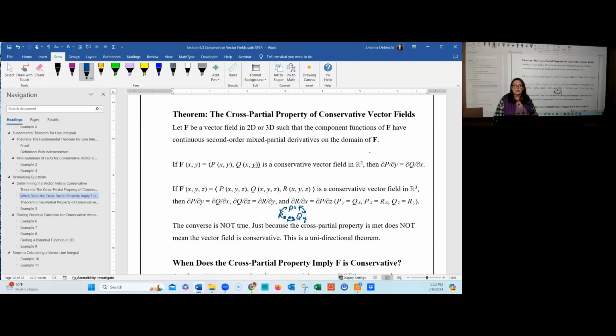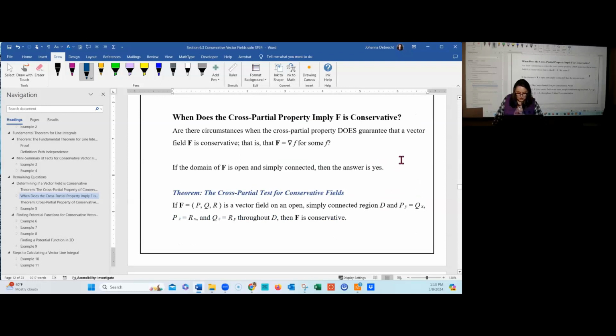Just because it has the property does not prove it's conservative, but there is a condition under which it does prove that it's conservative. Let's see when this happens. If the domain for the vector field is open and simply connected, then we know that having the cross-partial property gives us that it is a conservative vector field. So we've had in the past that if it was a continuous vector field on an open connected region and path independent, then it had to be conservative. Now we have another rule that says if it is on an open, simply connected region and it passes the cross-partial property, then it is conservative.